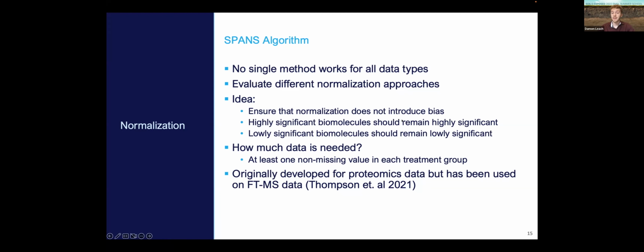When it comes to how much data is needed, we're going to have at least one non-missing value per treatment group. So if we have 3 treatments, we need to have at least 3 non-missing values for each biomolecule. This was originally developed for proteomics data, but it has been used on FDMS data as well, as shown in Thompson et al.